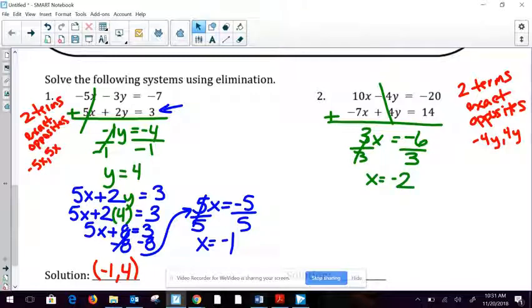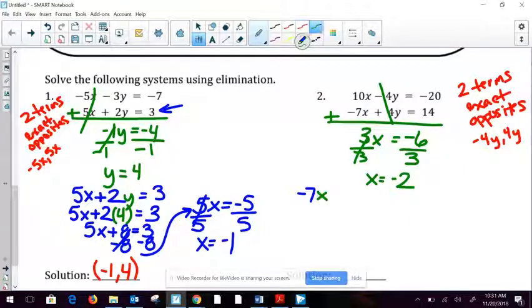Now that we have the value for x, we get to choose our adventure to figure out what the value of y is. When I look at those equations, I have 10x minus 4y equals -20, or -7x plus 4y equals 14. I like the bottom equation better, but it doesn't matter which equation you use. So instead of saying -7x plus 4y equals 14, I'm going to rewrite it, and I'm going to say -7 times that value of x, which is -2, plus 4y is equal to 14.